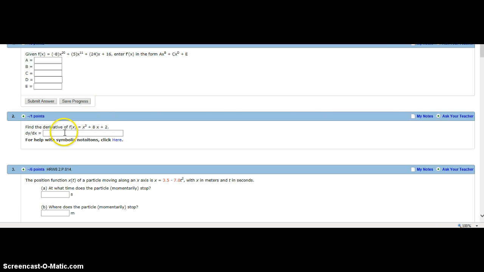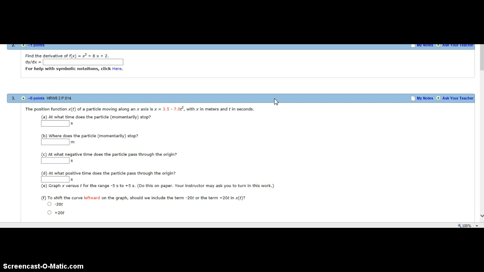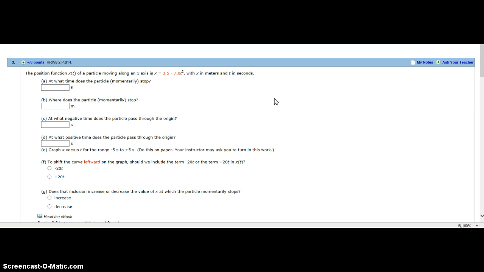Same thing here. The derivative goes in this place. You can use a caret to tell WebAssign that you're going to write a number as an exponent. Okay, so 3 is where the physics begins. So in number 3 and after are the ones I expect to see in your WebAssign notebook.